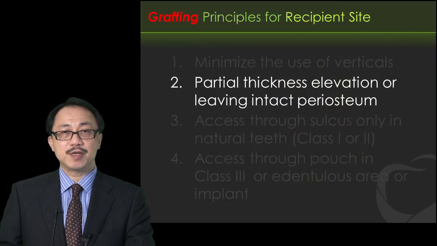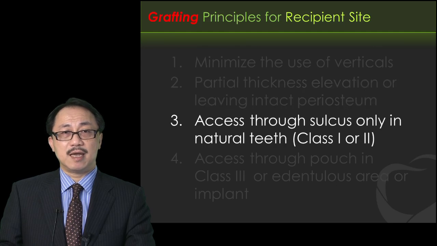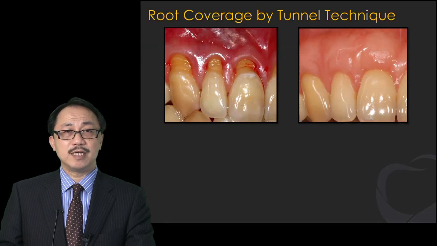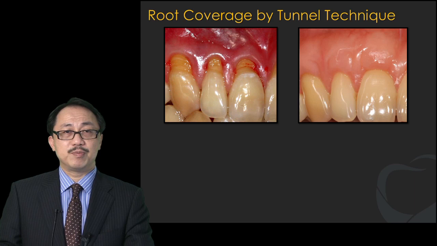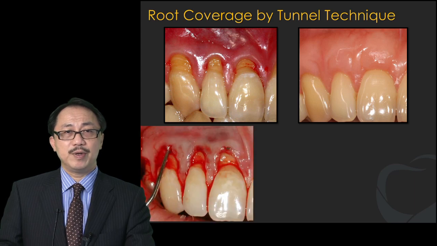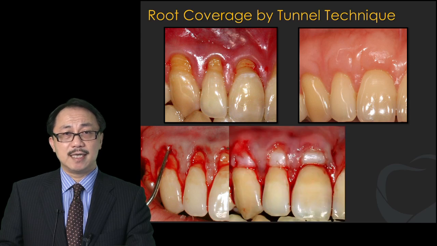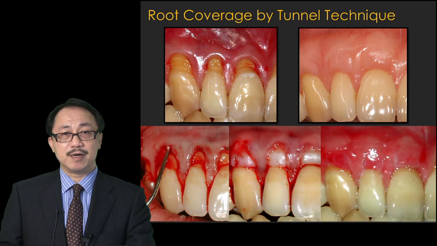As far as partial thickness elevation, leaving the intact periosteum and accessing through the sulcus only in natural teeth, we can take a look through these instances. Now, this is a procedure performed by tunnel. All we need to do is connect from two envelopes without severing the papilla between 10 and 11, and we can place a graft in there and achieve 100% root coverage.